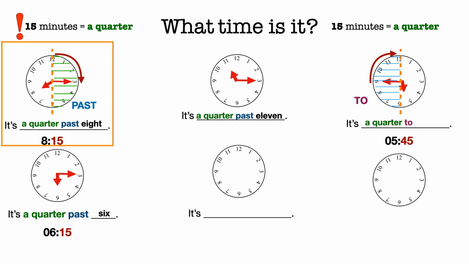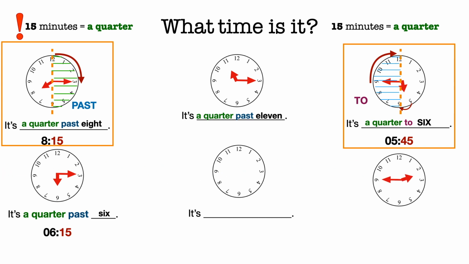a quarter to. 15 minutes to, and then you need to name the next number. So, it's a quarter to 6. So, it means that we have 5:45. In 15 minutes, it will be 6. Okay, copy it in your copybooks, please.